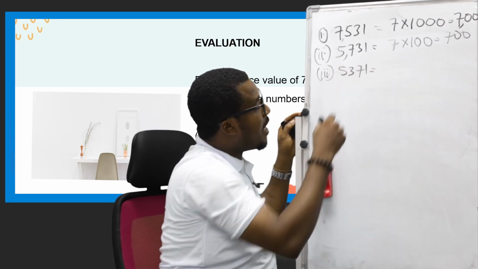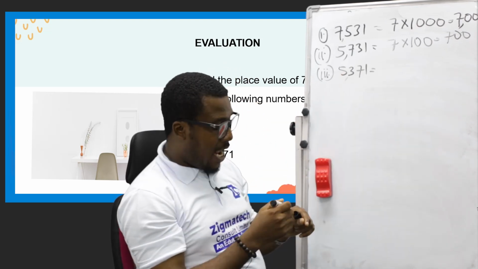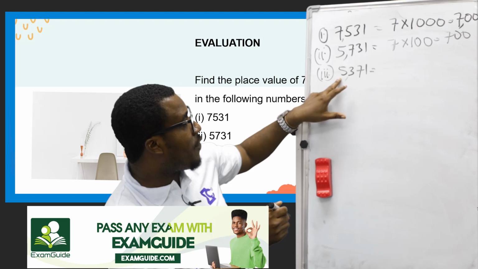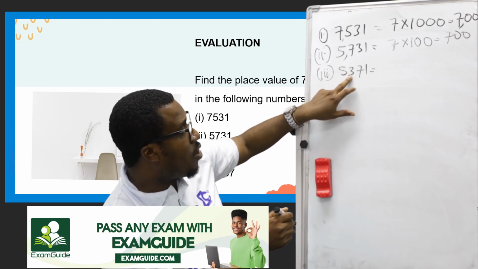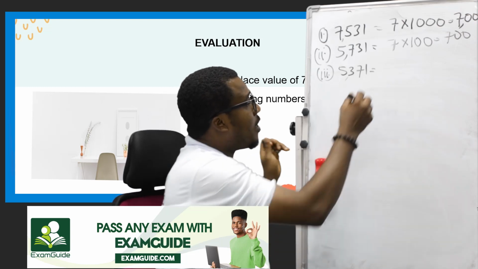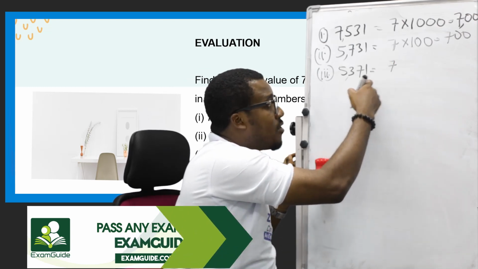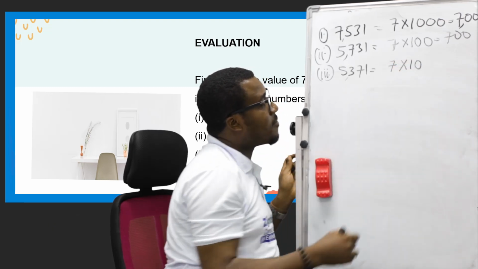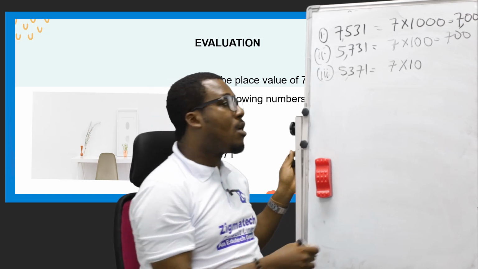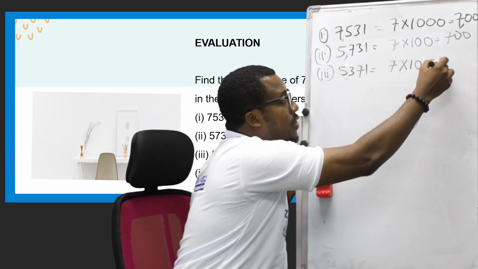The next one, 5371. Now the presence of 1, 2, 3 again, 1,000. I have seen that the 7 doesn't fall under the 1,000 here. It doesn't fall under the 100 here. Where is it falling under? We put the 7 back, 1 digit after the 7. It tells me it's times 10, 1 and 0. Thus, because it's under the tens, it will be 70.